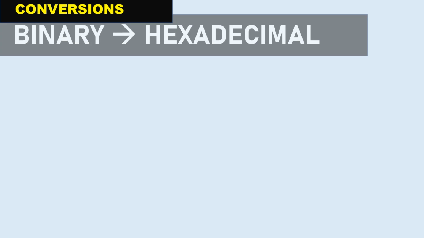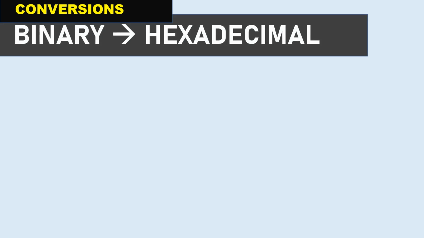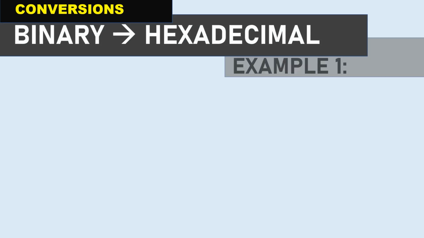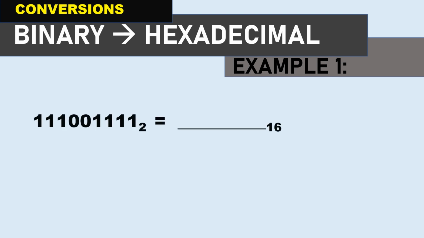Next conversion, we have the reverse, which is the binary to hexadecimal. Example number 1. This is the given: 1, 1, 1, 0, 0, 1, 1, 1, 1. And the subscript, or the base, is 2 to express that the given number system is in binary, to be converted to the base number 16, which is hexadecimal.